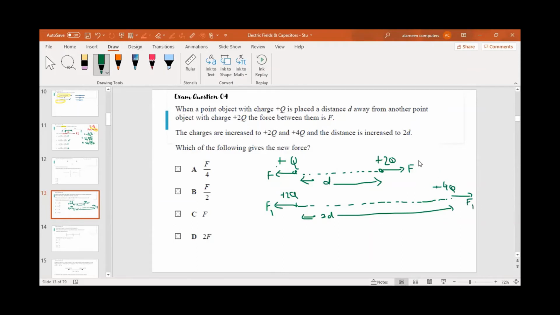So we'll write our Coulomb's equation for the first scenario. F equals K, Coulomb's constant, Q into 2Q, those are the two charges, divided by R squared. The distance is D, so D squared. So that's the first one. And the second one, F1 equals K, one charge is 2Q and the other one is 4Q, over distance 2D squared.